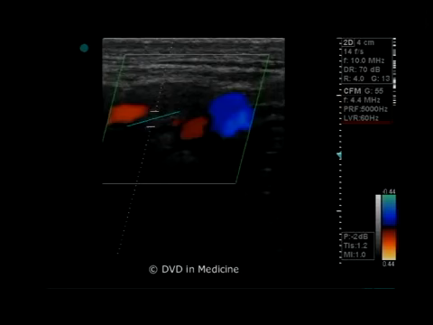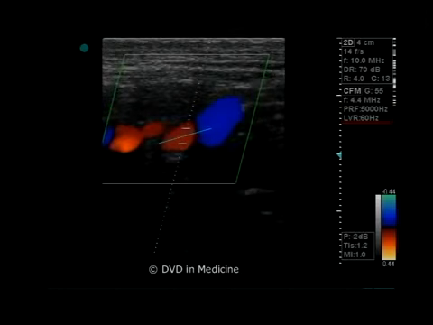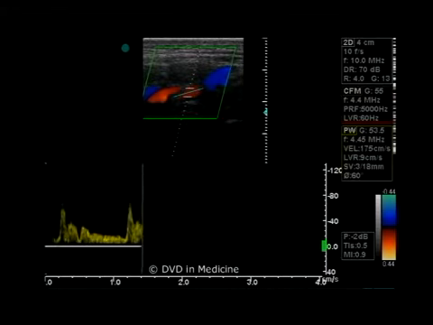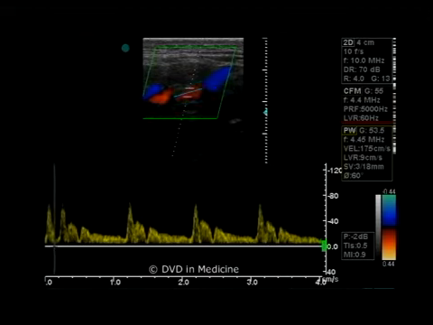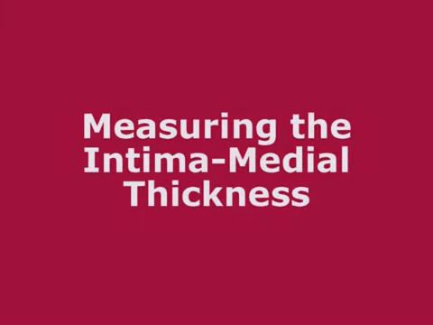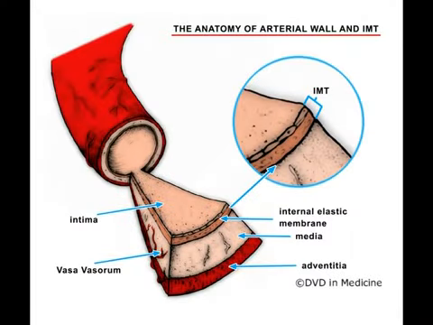One should also register the spectrum from the lower external carotid artery. Measuring the intima-medial thickness. If one has not revealed the atherosclerotic plaques in the carotid arteries, then one should measure the intima-medial thickness, or the IMT. This is an important parameter in assessing the state of the arterial wall.